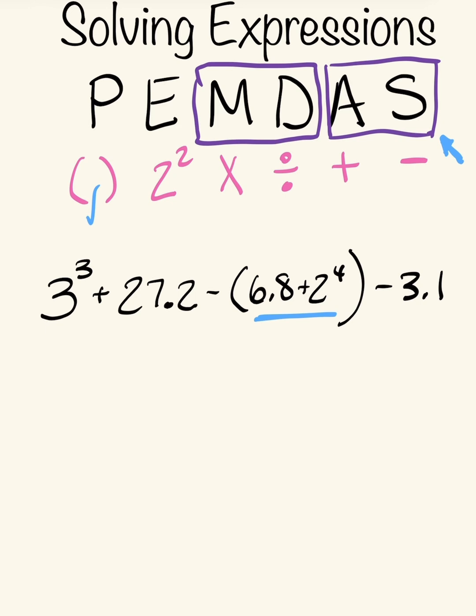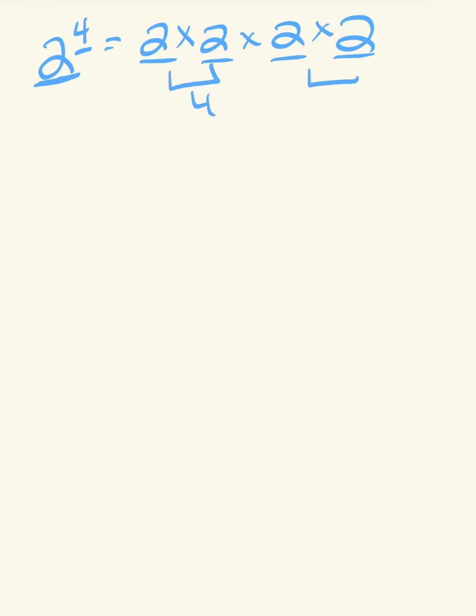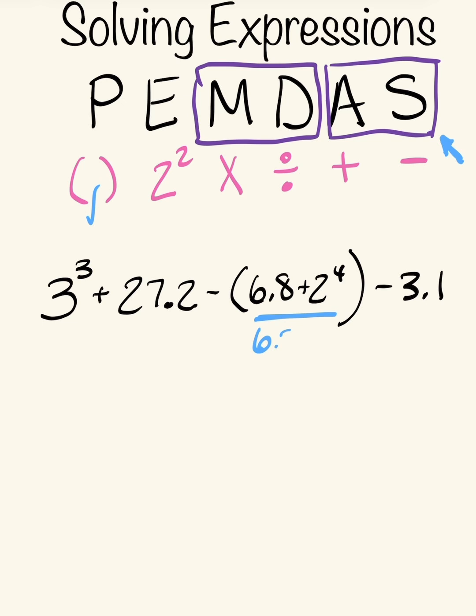Now, because there's an exponent in the parentheses, I do need to solve 2 to the 4th power. You take your exponent, and you write the base of the exponent that many times. So because the exponent is 4, I need to write the base, which is 2, 4 times, and I'm multiplying. 2 times 2 is 4. And when I do 4 times 4, I know that equals 16. So this now becomes 6.8 plus 16.